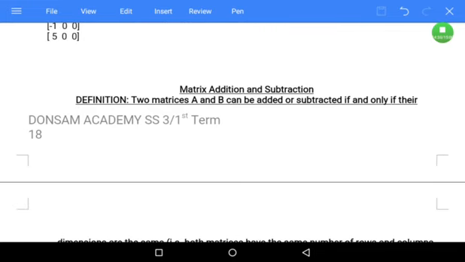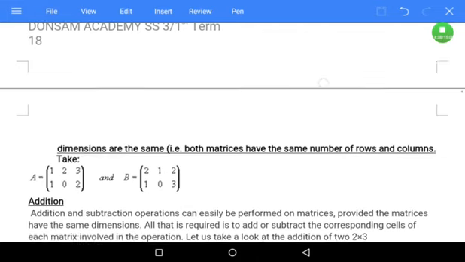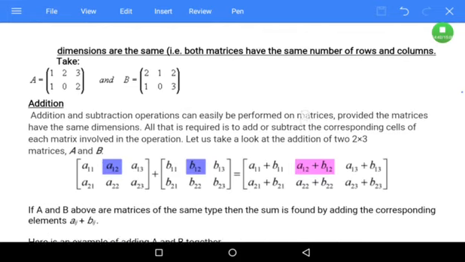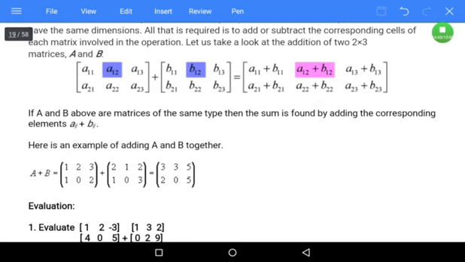Alright, so let's quickly do operations on matrices. We'll talk about addition and subtraction. Today we're talking about only addition. Now, when do we add matrices together? Only when these matrices are of the same kind. For instance, you can only add a 2 by 3 matrix to a 2 by 3 matrix.